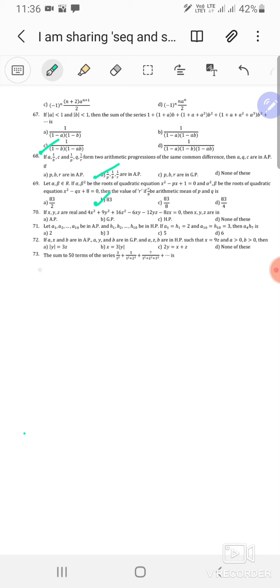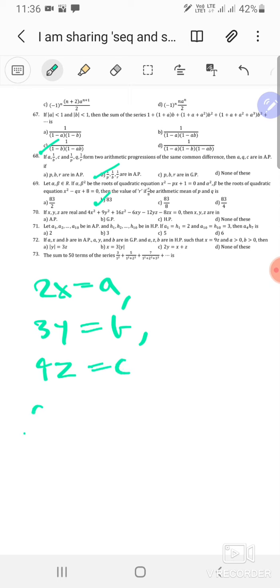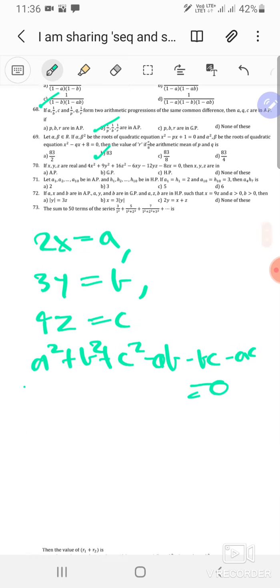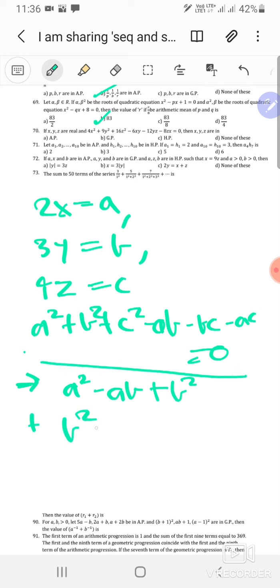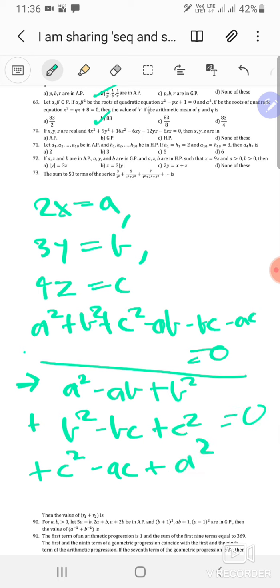So let's make a substitution. I will call 2x to be a, 3y to be b, and I will call 4z to be c. So that gives me a squared plus b squared plus c squared minus ab minus bc minus ac is equal to 0. So if I multiply this by 2, that will give me a squared minus ab plus b squared, plus b squared minus bc plus c squared, plus c squared minus ac plus a squared. Okay, that has to be equal to 0.